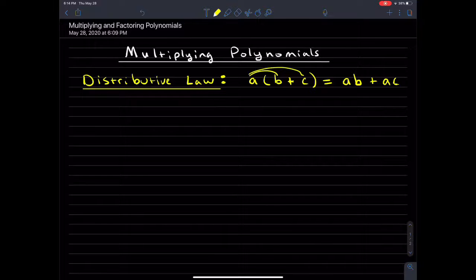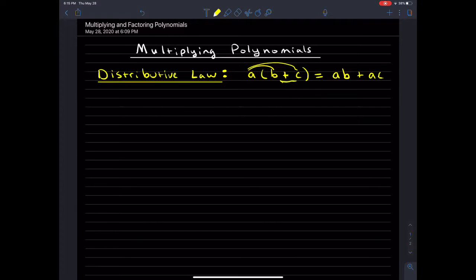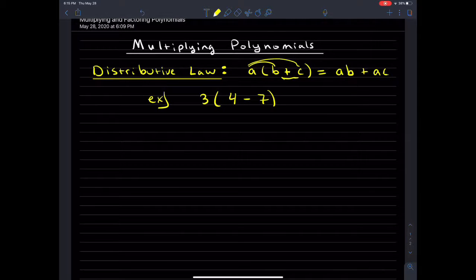So that's just one way of multiplying if you can't add these two. But let's look at an example with numbers so you can see that it's true. If I have 3 times 4 minus 7, so it even works for plus or minus, it doesn't matter what sign it is. One way to do this without distributing, because we do know how to add this, is 4 minus 7 is minus 3, and then we multiply. So this is PEMDAS, you do parentheses first, and then 3 times minus 3 is minus 9.